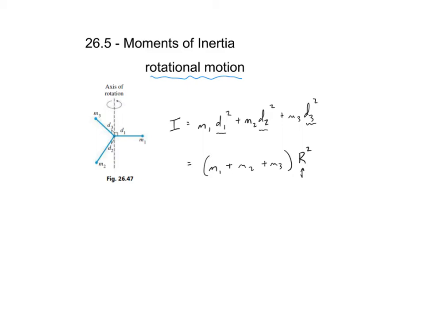And we give R a special name. R is called the radius of gyration. Okay, and it's just the distance that the masses are from the axis of rotation. They're all the same distance away from the axis of rotation.